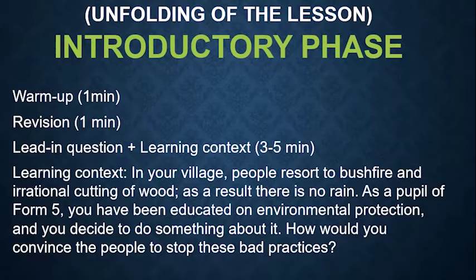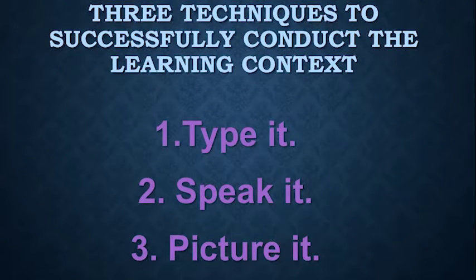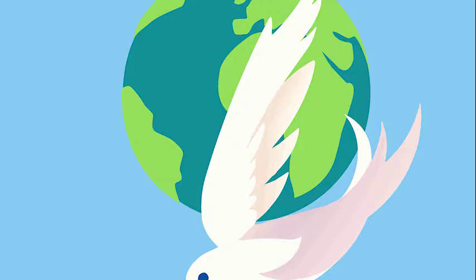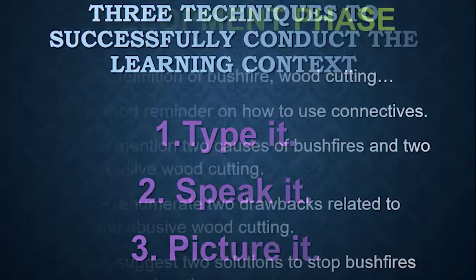For you to be able to cover this part in a few minutes, I have some suggestions for you. So 3 techniques to successfully conduct the learning context. Number 1, type it. Number 2, speak it. And number 3, picture it. Make it oral. Number 3, which I recommend the most, is to picture it. Use pictures to teach this part of the lesson. Using pictures is really powerful to bring your students to learn something. And then we'll move to the development phase.